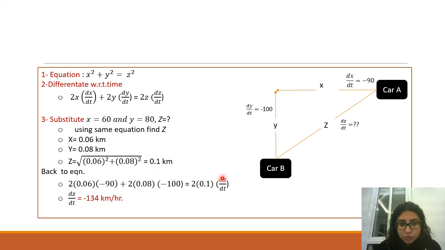I'm back to the equation to substitute. I found that dz by dt is negative 134 km per hour. So actually it is decreasing with time. This makes sense. If they are getting closer to each other, the z will also be smaller.